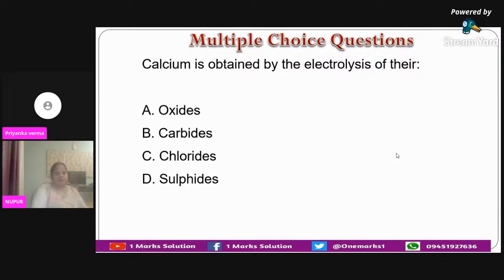Moving on to the next one, we have how is calcium obtained? Calcium is obtained by the electrolysis of, now whether it is their oxides, their carbides, their chlorides, or the sulfides. So here we have already done a few questions on this type, and by now it will be clear to us that the answer can only be chloride. For sodium, potassium, magnesium, calcium, it is the chlorides only which can be used to get the metals.